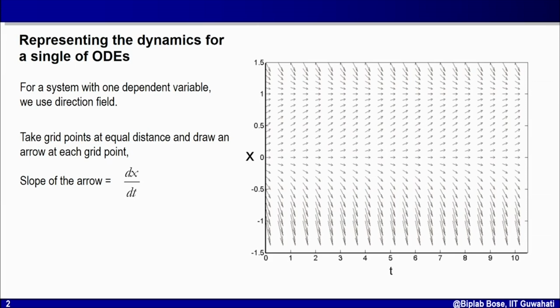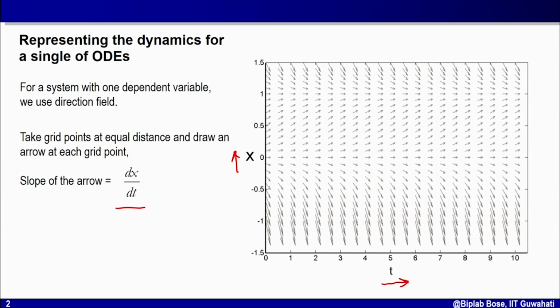So here I have only one ODE representing the rate of change of x with respect to time. In a direction field, I have plotted time on the horizontal axis and the dependent variable x on the vertical axis. Then I divide this whole x versus t plane into equidistant grid points. At each of these grid points, I draw an arrow, and the slope of that arrow is equal to dx/dt. You can calculate dx/dt at each of these points based on the value of t and x and the ODE given to you.